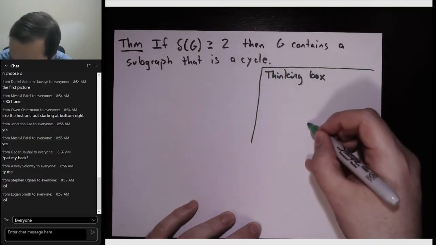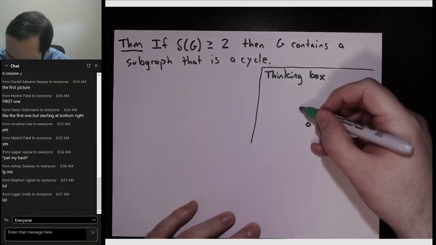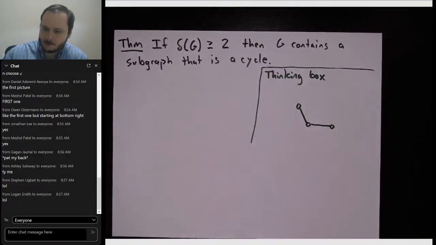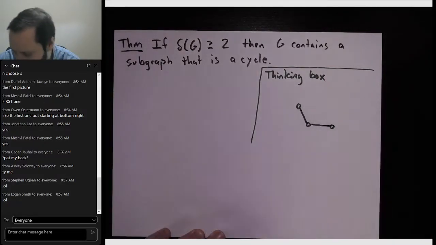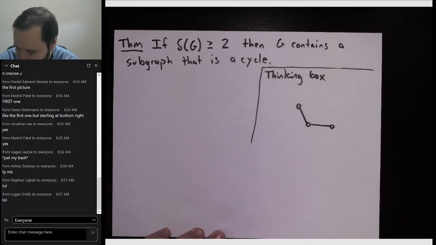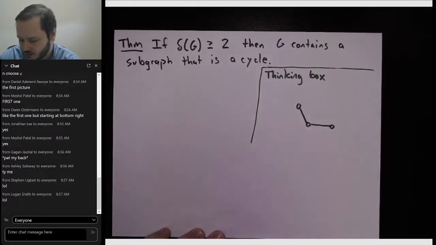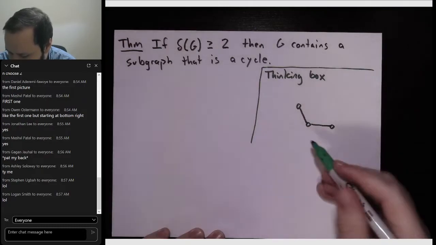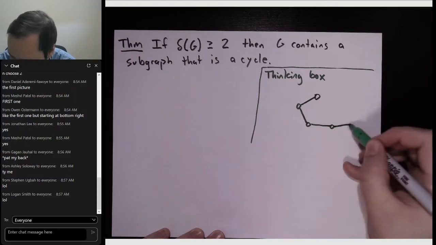So I start with some vertex, and it has degree at least 2. Now all I'm looking for is a cycle. So if these two are adjacent, then I'm done. I've got my cycle, it's got 3 vertices in it. If they're not adjacent, well, each one has degree at least 2, so there must be some other vertex I can go to.